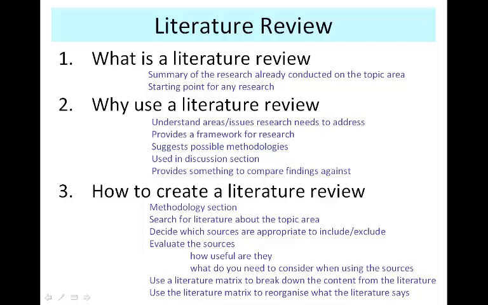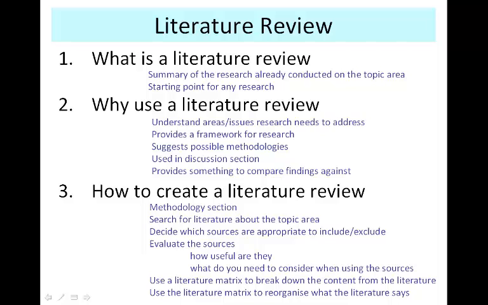Once you have your pile of resources that you're going to look at, you need to evaluate these. How useful is each one of them? And do you need to consider different things as you're using these articles? Perhaps, for example, you've got an article that's biased, written from a biased perspective. That has to be taken into account when you're using the article in your literature review or your discussion.